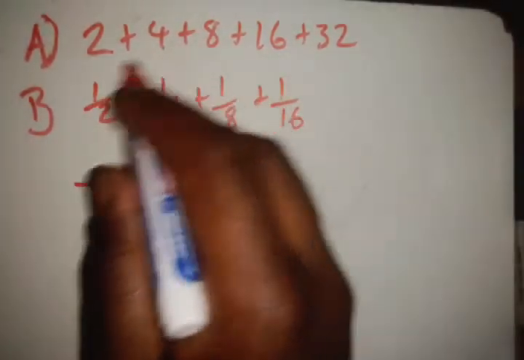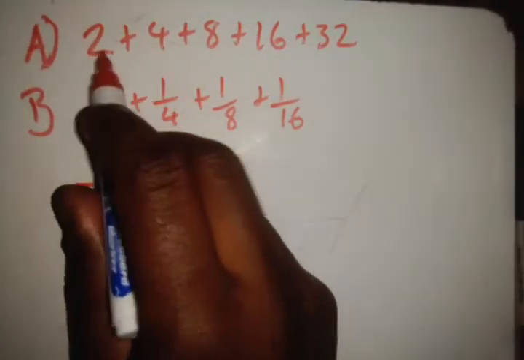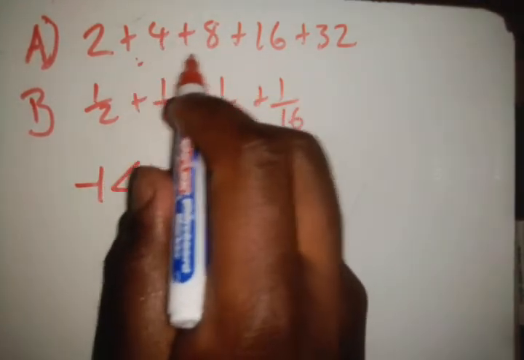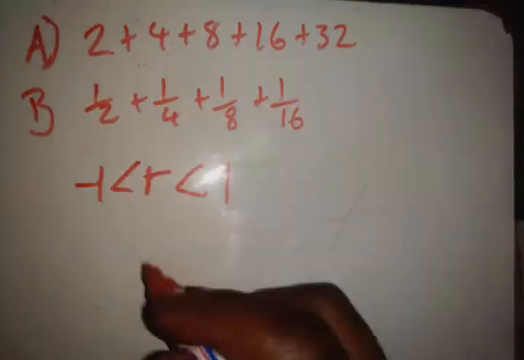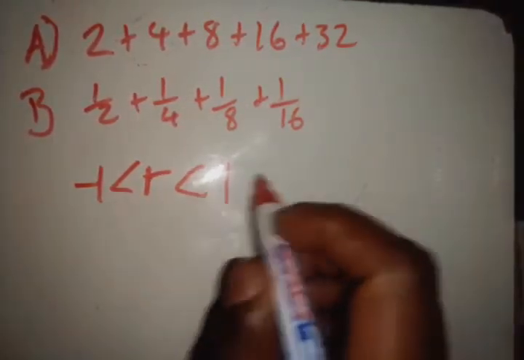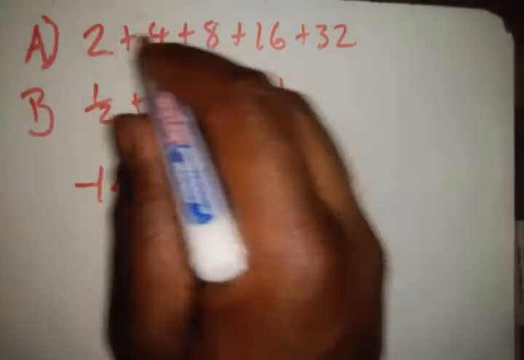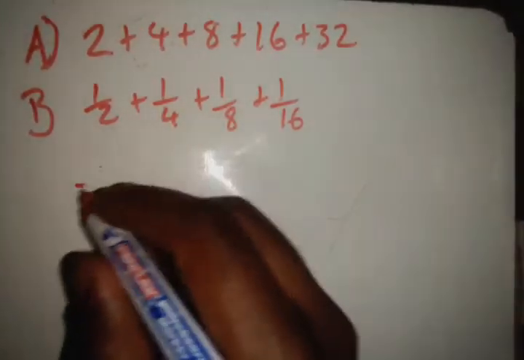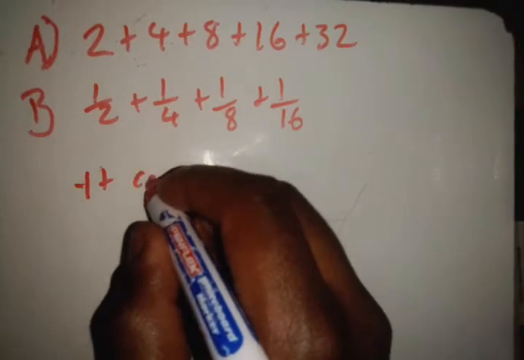So let's check what's the common ratio here. If I say 4 divided by 2, the common ratio is 2. You see, if you say 8 divided by 4 is also 2, so it has a common ratio of 2. Now 2 is not between this, 2 is bigger than 1. So we already know it does not converge. So you will tell them, no, it does not converge.